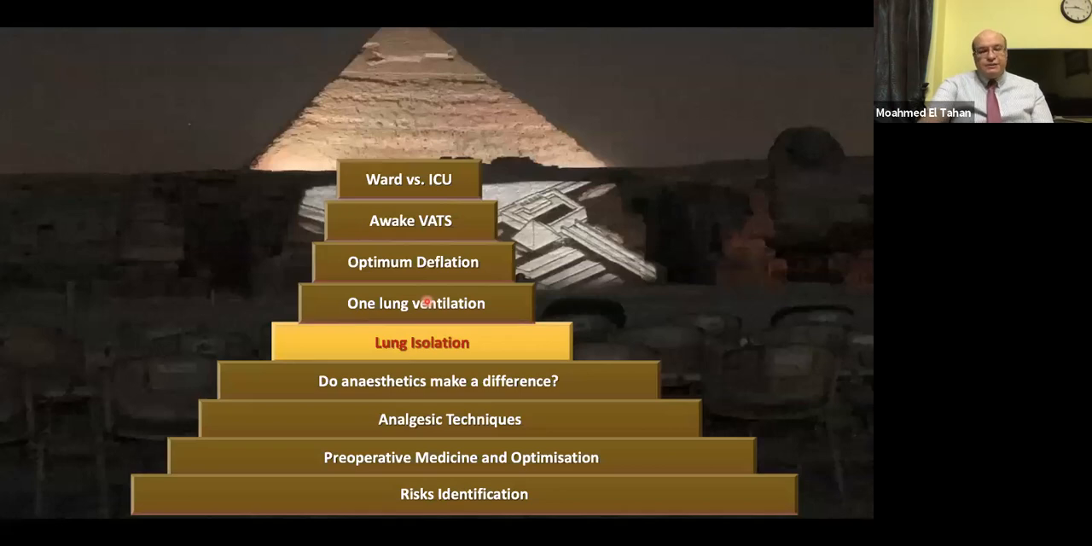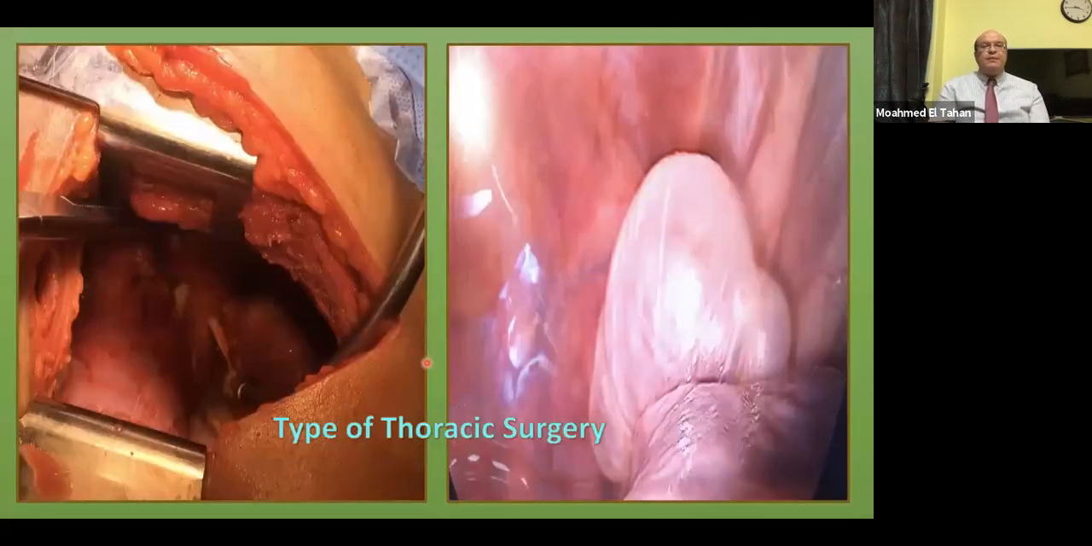Lung isolation: we are talking about a surgery in a contained space like a cave here in the right image, whereas in open thoracotomy the surgeons are working through a large room. So you need to facilitate the surgical approach by lung separation or isolation and maximize lung deflation.